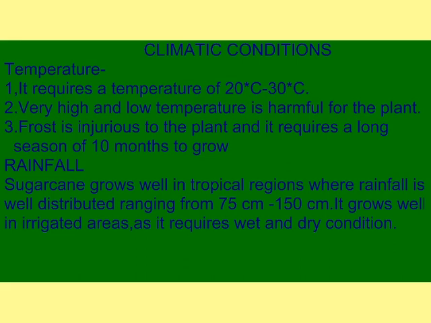The rainfall that is required ranges from 75 centimeters to 150 centimeters. It grows well in irrigated areas as it requires wet and dry conditions. So this is very important for the crop. It requires an irrigated area with wet and dry conditions. That is the rainfall that is required by sugarcane.